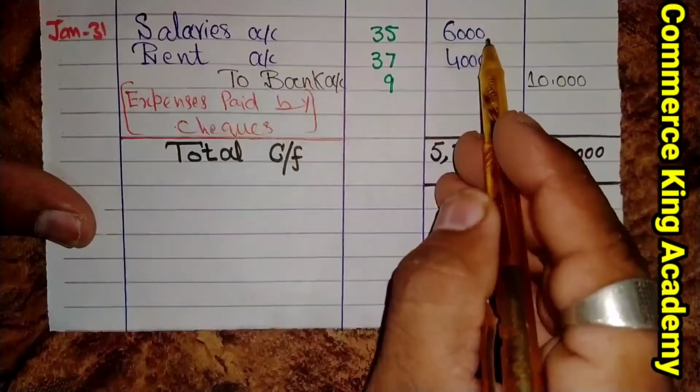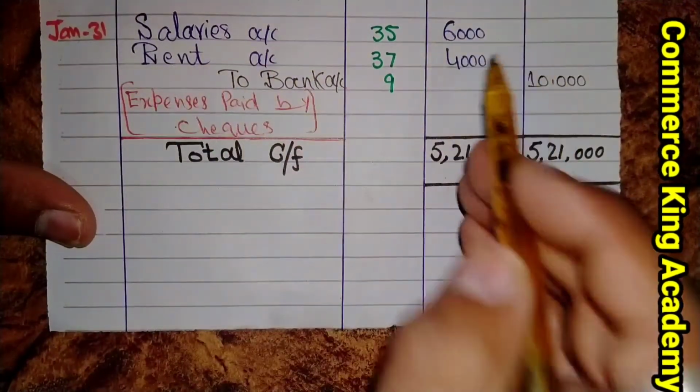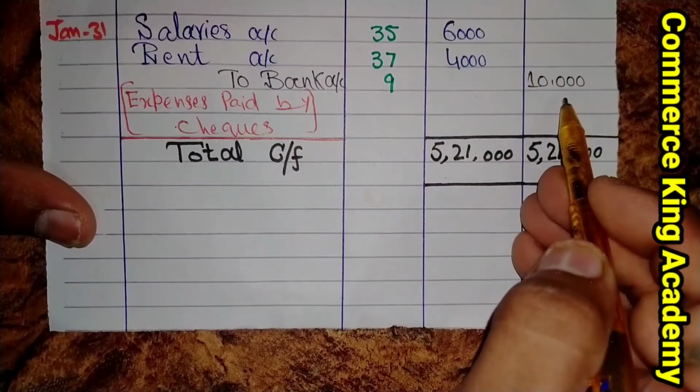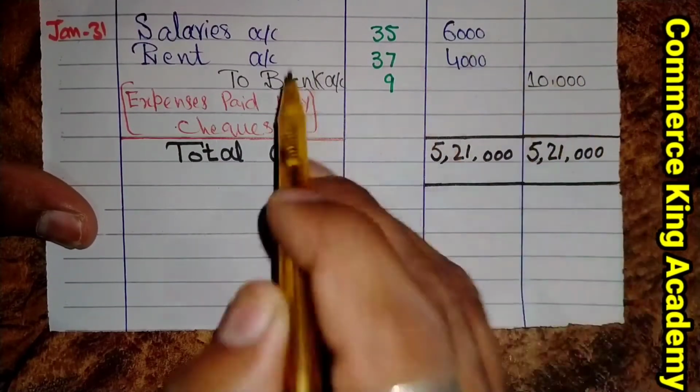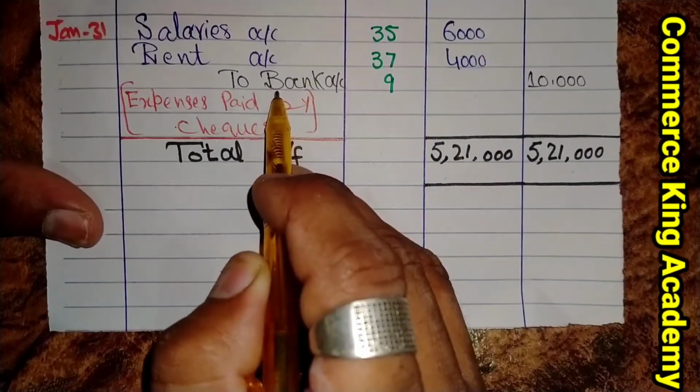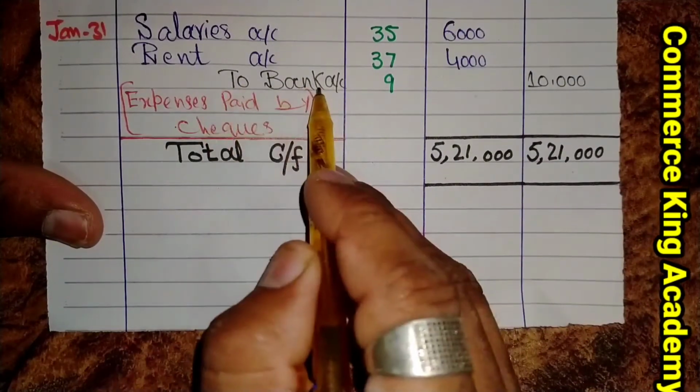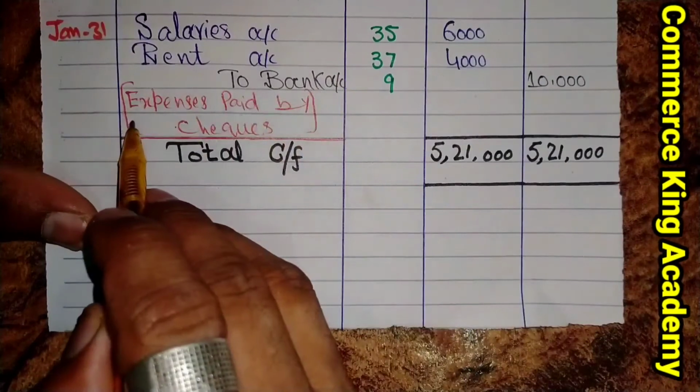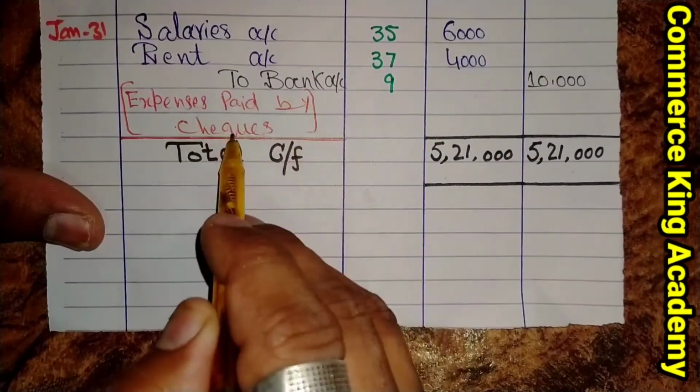Salaries amount is 6,000. Rent account amount is 4,000. Total is 10,000. So 10,000 paid by check is ultimately reduced from the bank account. So the bank account will be credited here. This is the detail: expenses paid by checks.